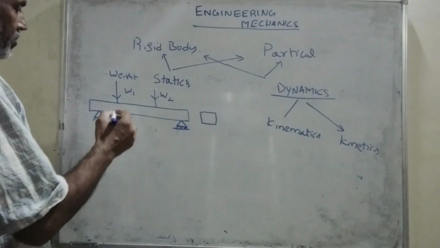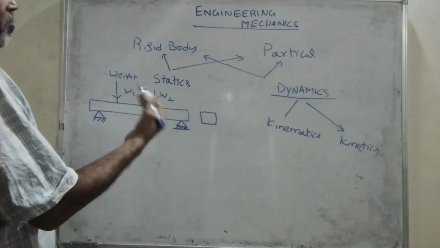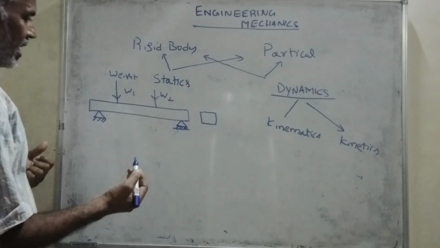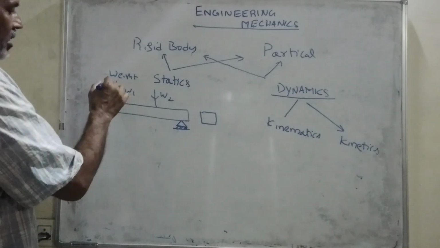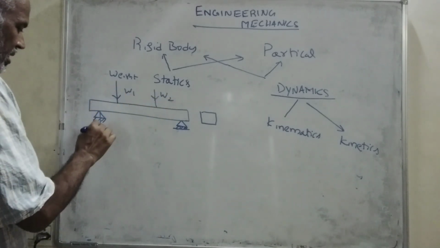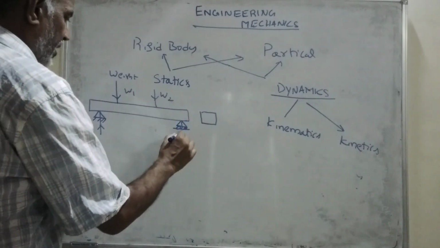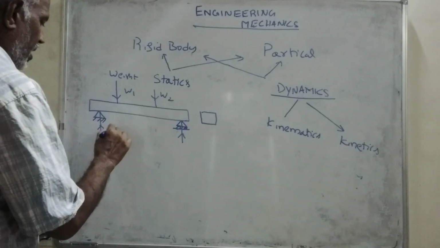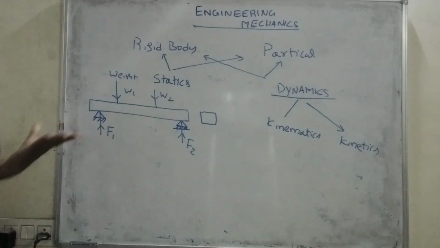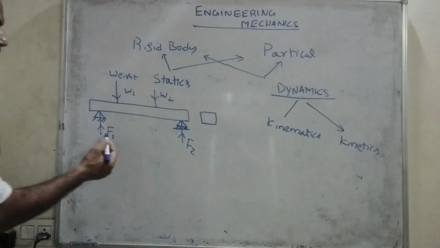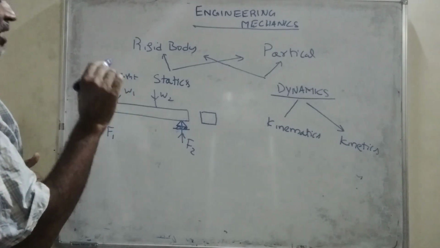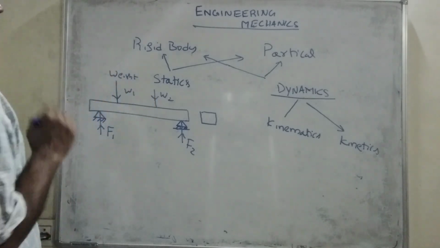And the problem is, what is the resistance force because of this load W1 and W2 here at the fixed and hinged ends? What is F1 and what is F2? How much resistance force is it having? If you find out these two, that is the answer for the problem of engineering mechanics which is related to rigid body.